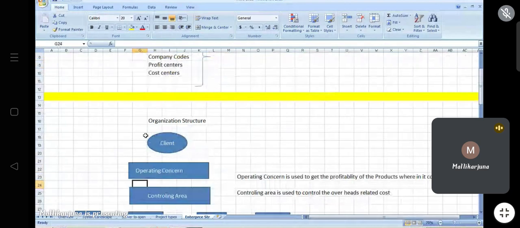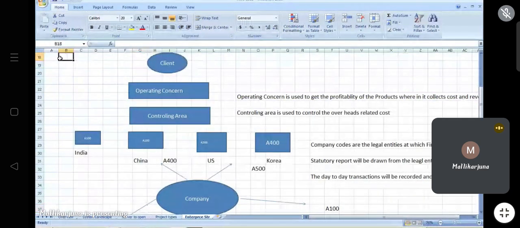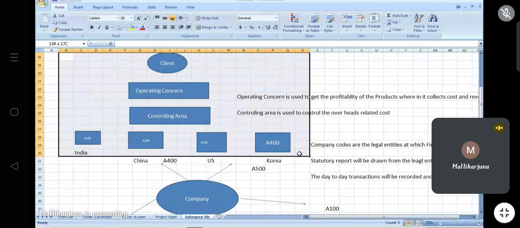Here, as a part of the organizational structure, the foremost important thing, whenever people ask you, is the FICO organizational structure: operating concern, controlling area and company codes. When would we need operating concern and controlling area? The operating concern is where the controlling and profitability analysis model is implemented. Going forward we will understand what the operating concern and controlling area are, but one must remember that this is the structure of FICO.